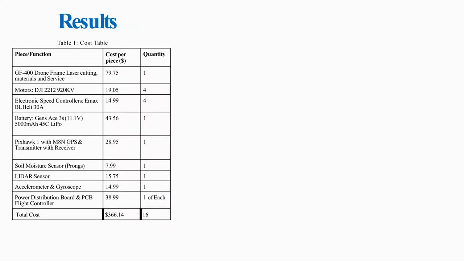So here are some of the results. As I said before, with the simulated size of the field that I was using, which was 400 square feet, and as I said before, the cost of a drip irrigation system could be $2 to $4 per square foot. A drip irrigation system would cost $800 to $1,600 compared to $366 as noted here by this cost table.